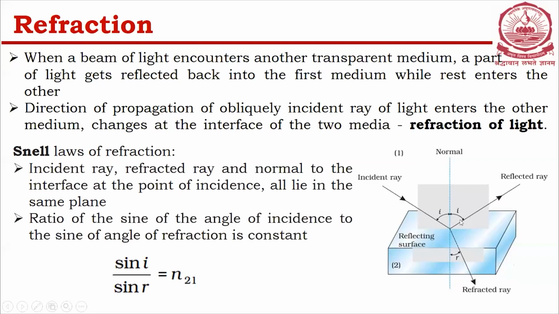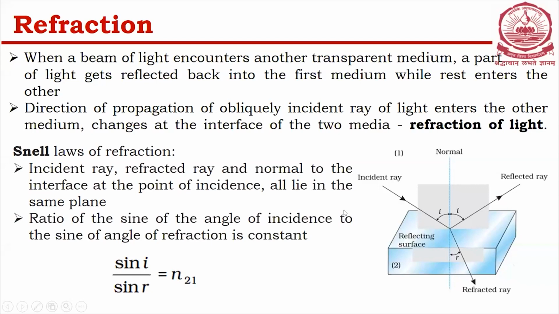Whenever the light is incident, it is getting reflected as well as refracted. This other medium has something called a refractive index. So you can see Snell's law of refraction: the incident ray, refracted ray, and normal to the interface at the point of incidence all lie in the same plane, that is this plane. The ratio of the sine of the angle of incidence to the sine of the angle of refraction is constant. That is your refractive index of the second medium with respect to the first, n21, that is sine i by sine r.